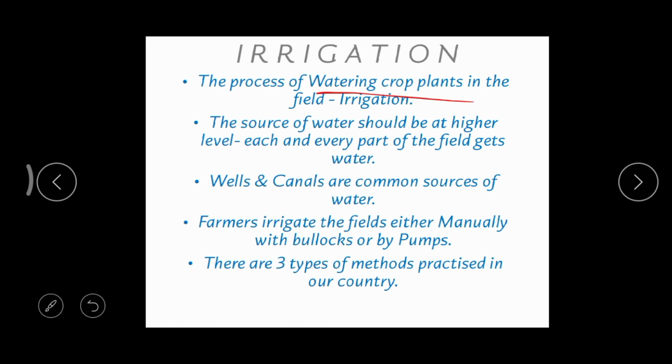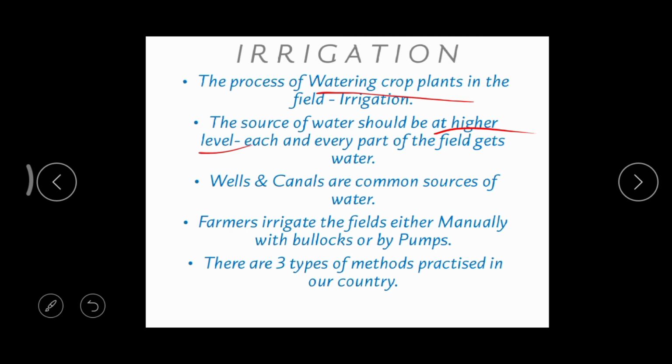Correct. So here the source of water should be at a higher level. Whenever you want to start agriculture, you want to grow some crops, this water should be present at a high level. High level means there should be more amount of water. Then only we have to go for the agriculture. Okay, and each and every part of the field gets water. When we have a more amount of water, then only we can supply a uniform amount of water to each and every part of the field.